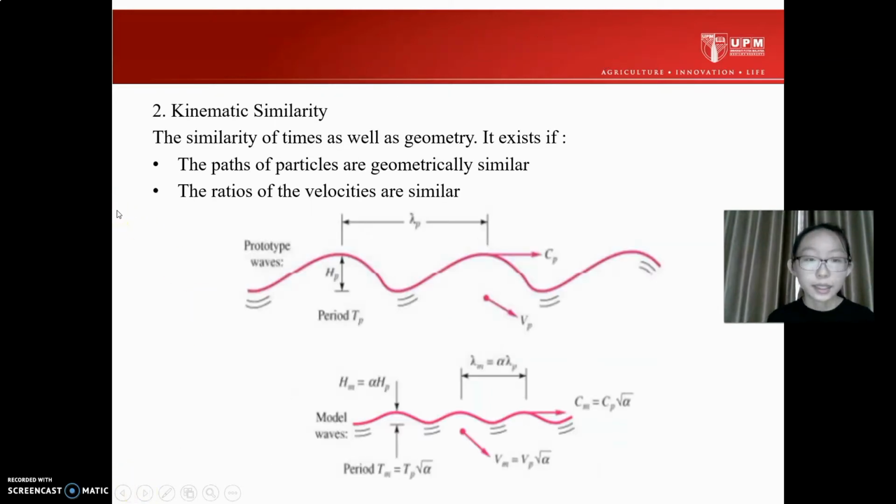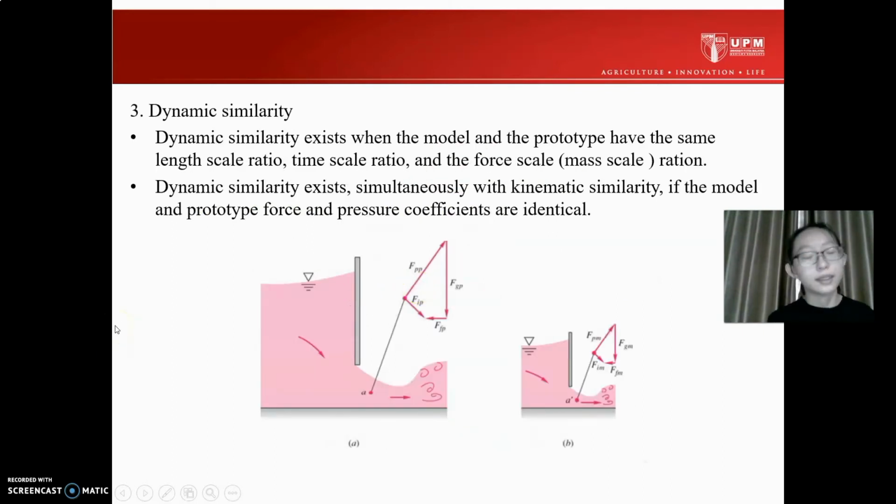The kinematic similarity, the similarity of times as well as geometric, is as if the paths of particles are geometrically similar and the ratio of the velocities are similar. And here is the dynamic similarity. Dynamic similarity exists when the model and the prototype have the same length scale ratio, time scale ratio, and force scale ratio. Dynamic similarity exists simultaneously with kinematic similarity if the model and prototype force and pressure coefficients are identical.